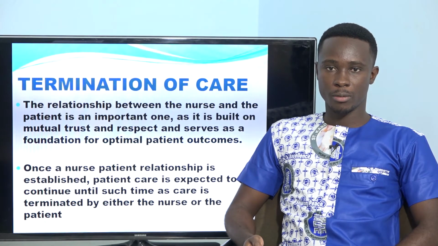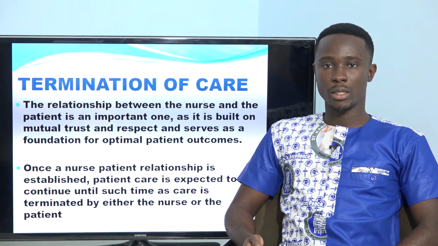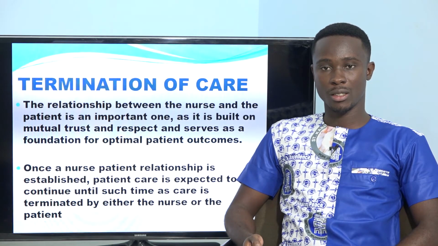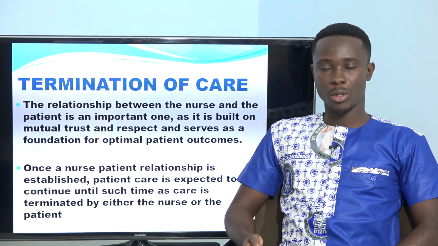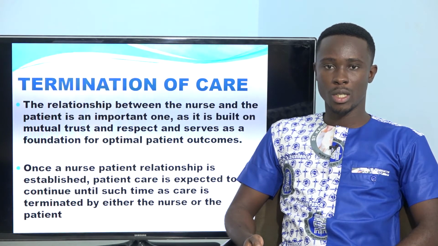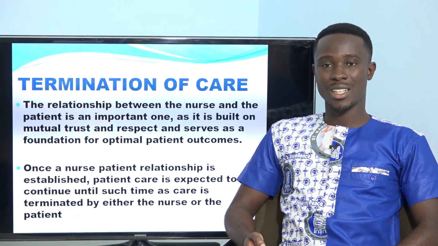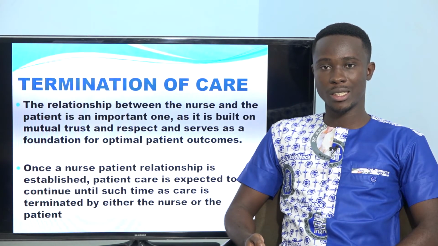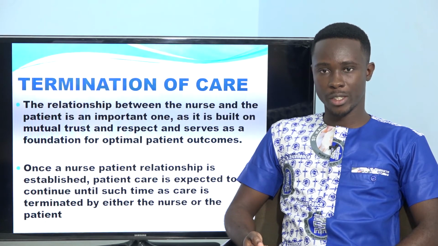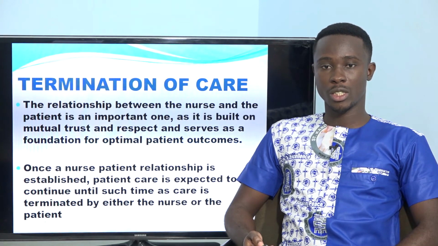Then we move to termination of care. Termination of care is when the nurse-patient relationship comes to an end. In nursing care, we have what we call establishing of rapport, and to gain the patient's trust and respect, you have to establish this rapport to help you care better for the patient. So you have this bond or this good relationship with the patient, which has to come to an end because patient has been discharged, because patient is now doing better, or because patient is no more under your care. So the relationship between the nurse and the patient is an important one, and it is built on mutual trust and respect, and serves as a foundation for optimal patient outcome.